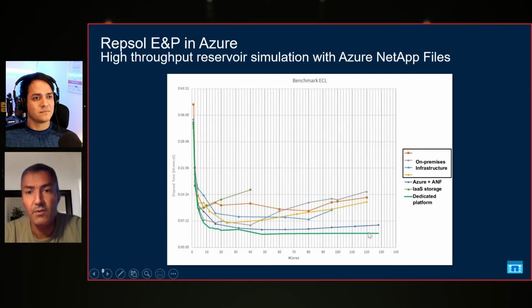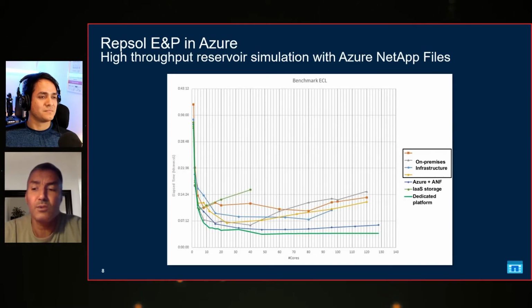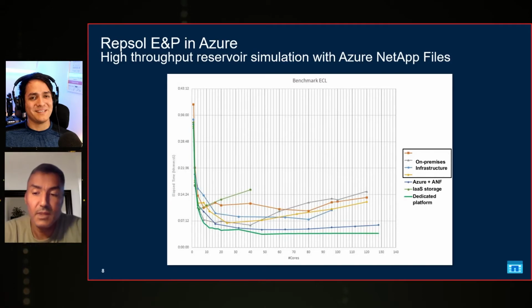And then we can have a zoom here. You can see the IaaS solution, above 40 is going to the sky, and here you have the on-prem solutions, and this is the Azure NetApp Files solution. So with Azure NetApp Files, we help the customer get the best of cloud storage in terms of performance and capacity. That's brilliant.